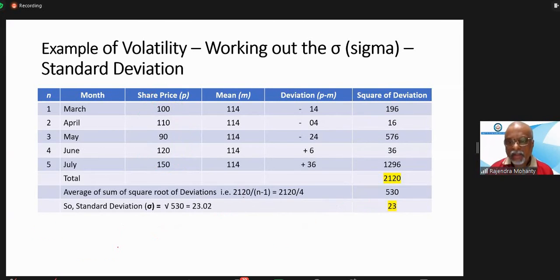Clear? So here, monthly volatility. I have calculated the monthly volatility as 23. So this is our monthly volatility. Sometimes questions will be asked on how to convert a daily volatility into weekly volatility or monthly volatility or any number of days' volatility, or how to convert a monthly volatility into daily volatility. So this is monthly volatility. How to convert it to daily volatility?